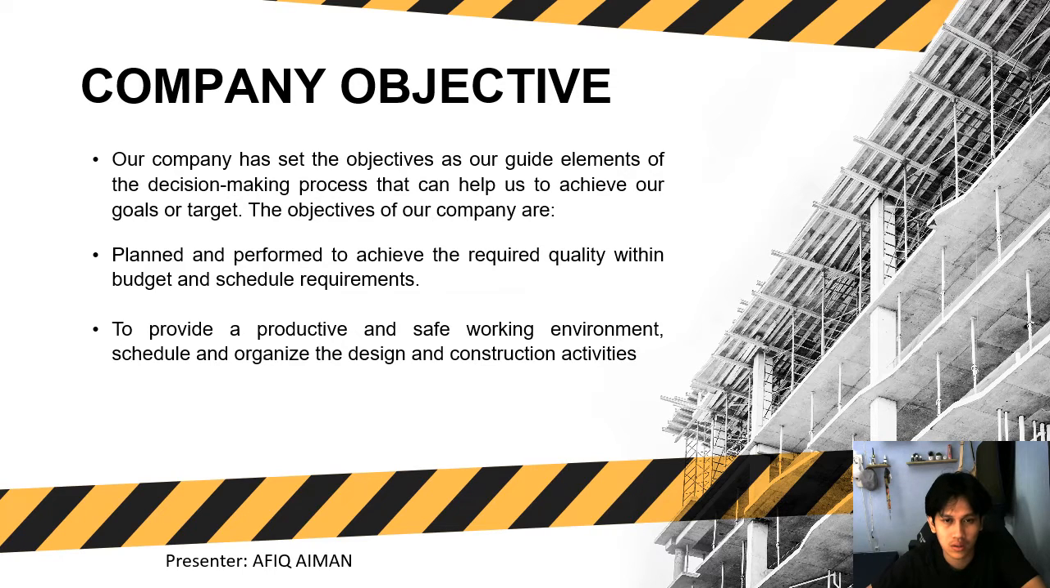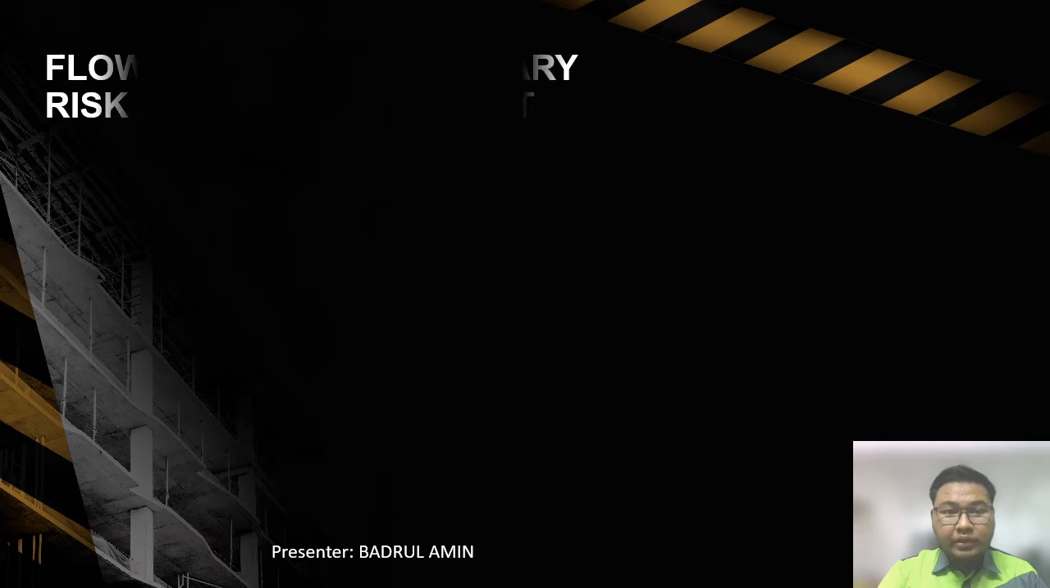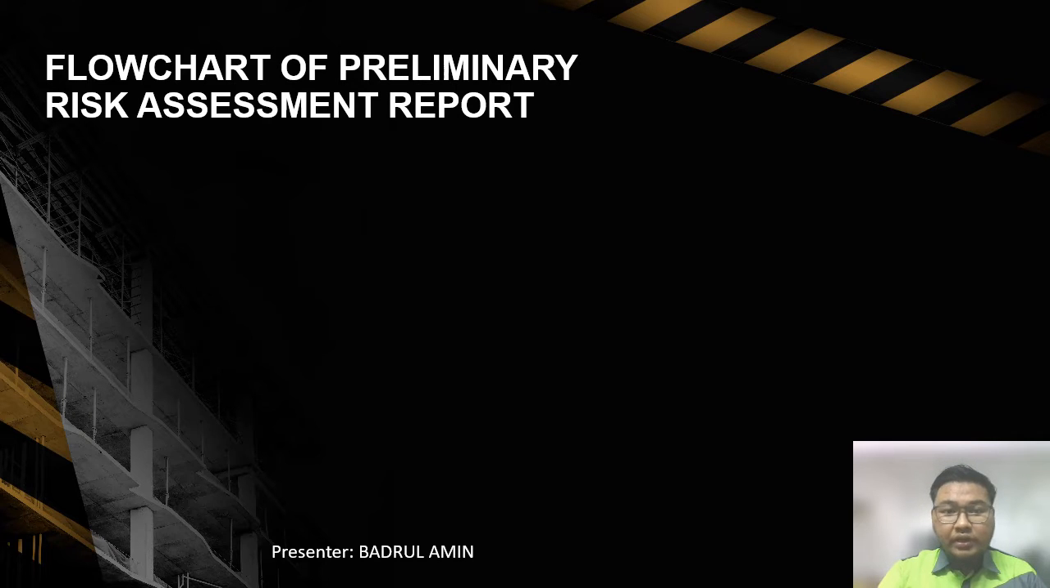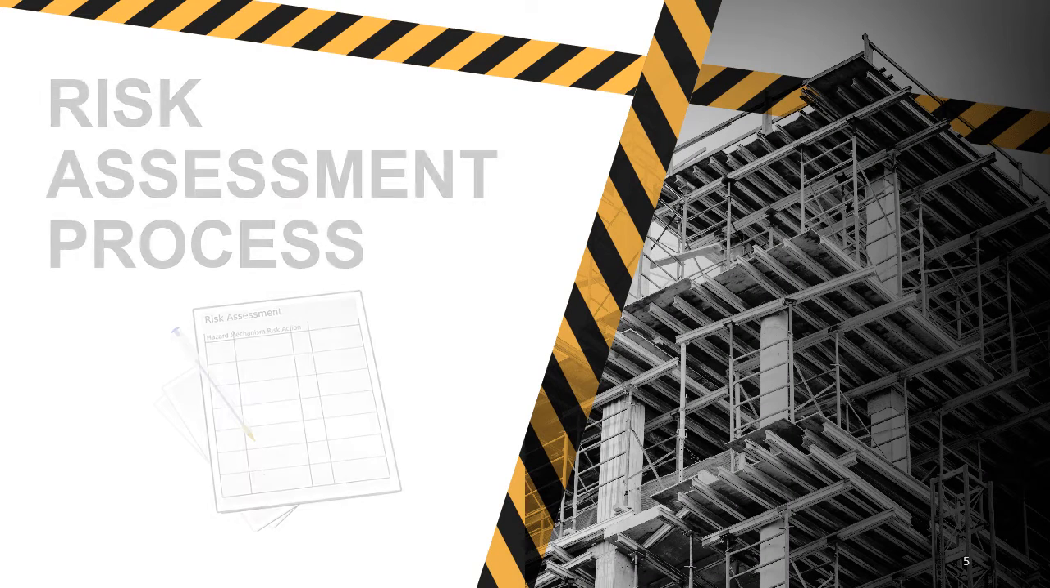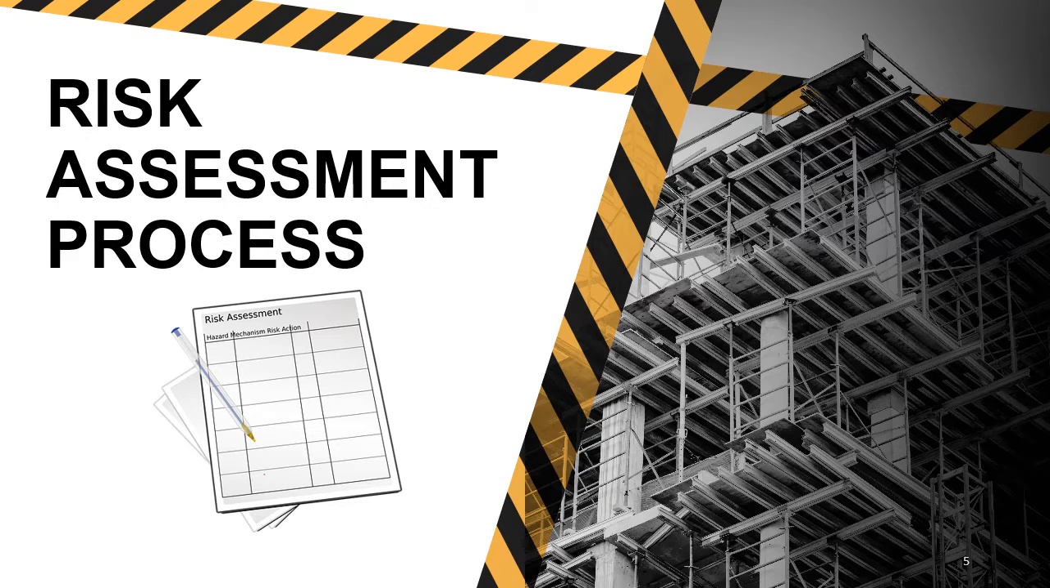Hello, my name is Muhammad Amin and I will present the flowchart of the Preliminary Risk Assessment Report. This flowchart is based on the one by the Department of Occupational Safety and Health in 2008 and it is used as our project report. The flowchart is as follows: start, classify work activities, consultation, identify hazard, risk assessment, prepare risk control action plan if necessary, and if there is any implementation there will be a review, and finally, the end. Risk Assessment Process.